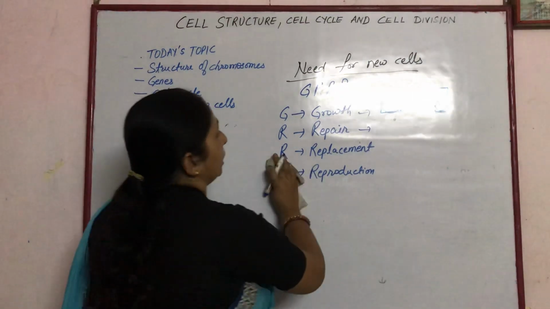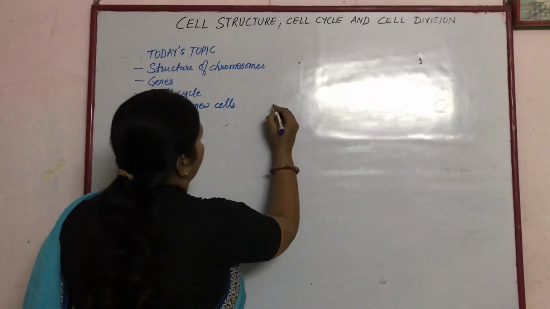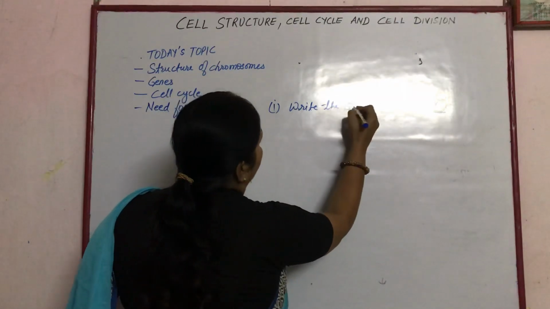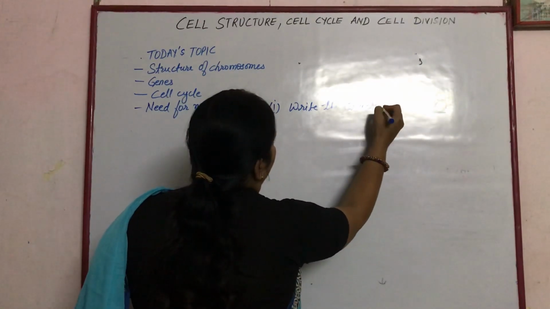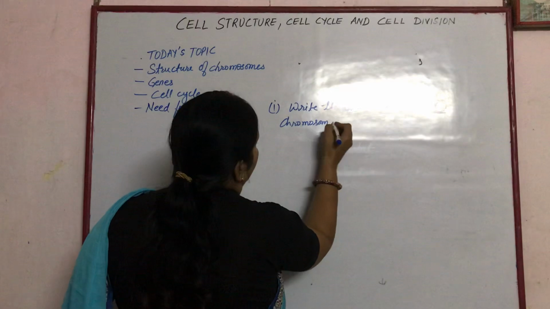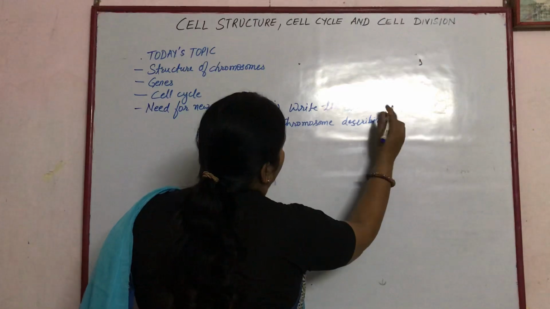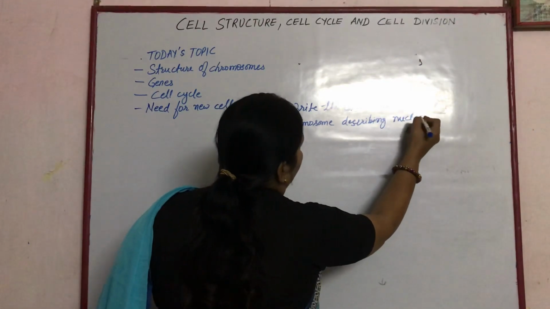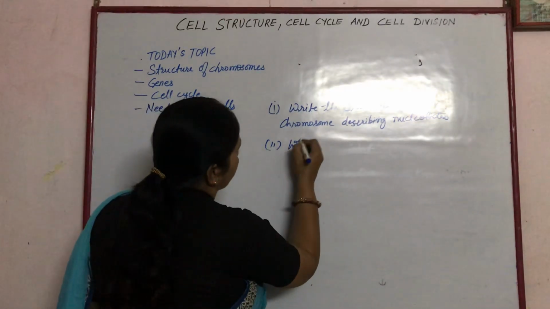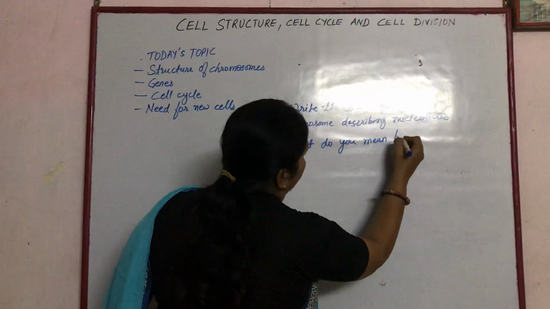This is all for today. Today's homework: I am giving you two questions for today's topic. First, write the structure of chromosome, describing nucleotides. Second, what do you mean by genes?